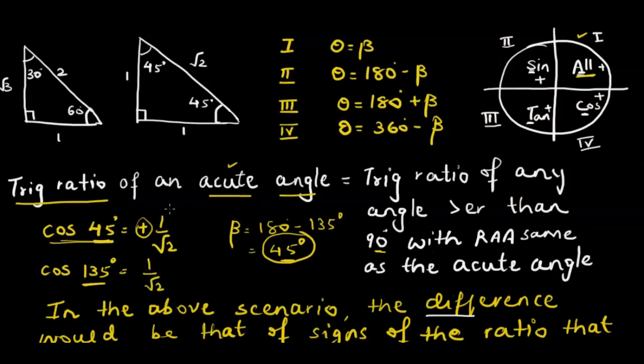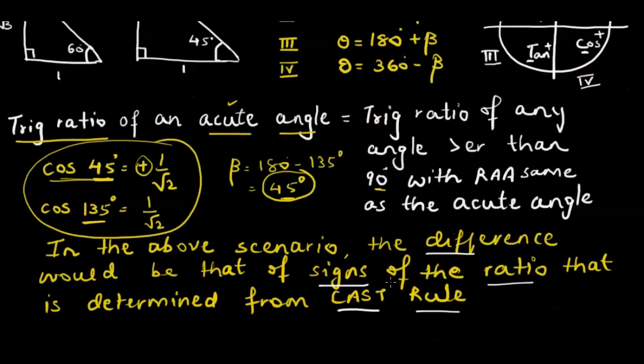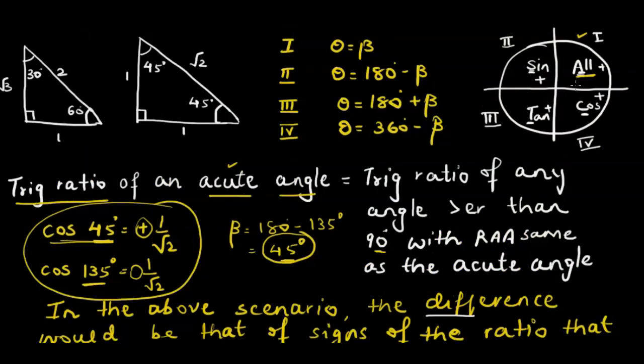Now in this scenario, the difference would lie in the sign of the ratio. We know this sign is positive. What sign would come here? That's the goal. The sign is determined from the CAST rule. So we go back to the CAST rule circle, also called the unit circle. We know this 135 degree angle lies in the second quadrant, and the second quadrant is good for sine ratios being positive. We are looking for a cosine ratio. Therefore, in the second quadrant, the ratio is going to be negative.